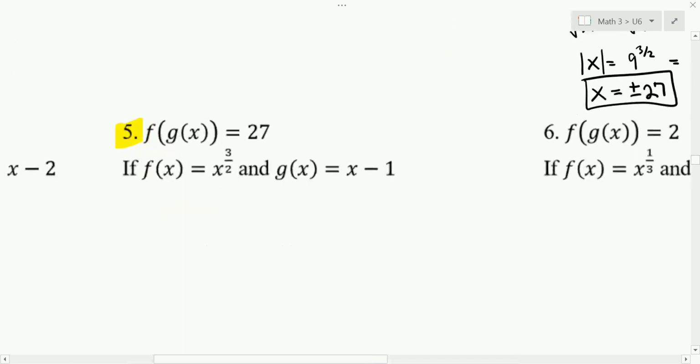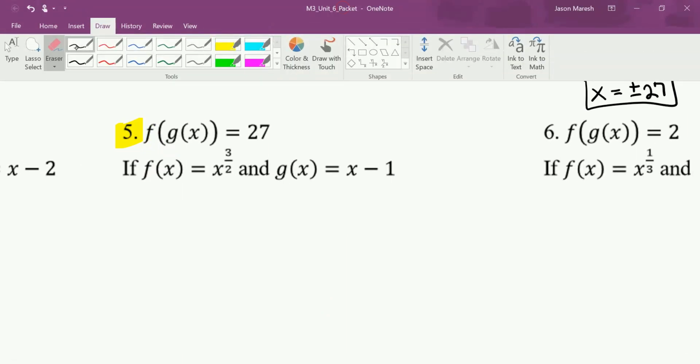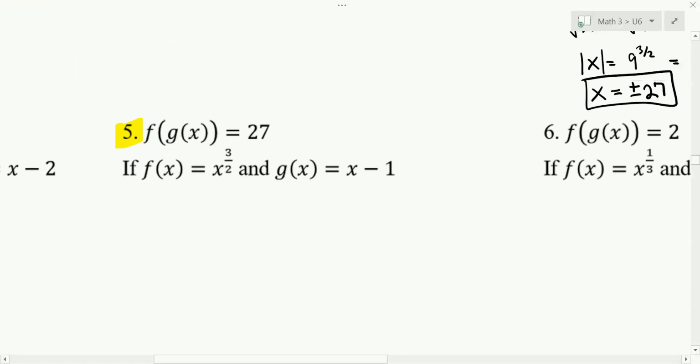On to number 5. Here we're plugging g inside of f, so we're taking the x minus 1 and replacing the x in this equation with that. And so that's going to look like this: f of g of x is going to be in parentheses x minus 1 to the power of 3/2. And we see that that's equal to 27.